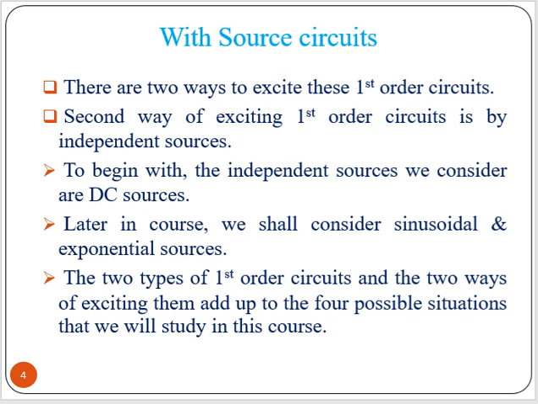The second way of exciting a first order circuit is by independent sources. To begin with, we consider the independent sources as DC sources. Later in the course we will consider sinusoidal and exponential sources also. So there are two types of first order circuits and two ways of exciting them. One is natural response, where the initially stored charge dissipates in resistors. Or you can have independent sources, and then we have another kind of response that is called steady state response.